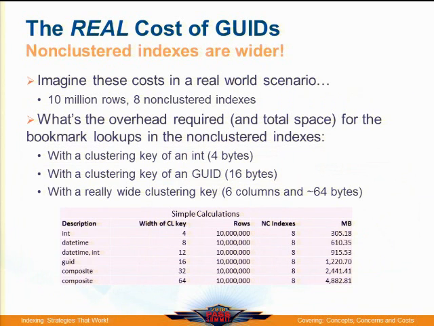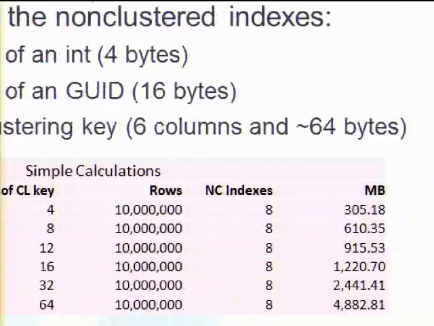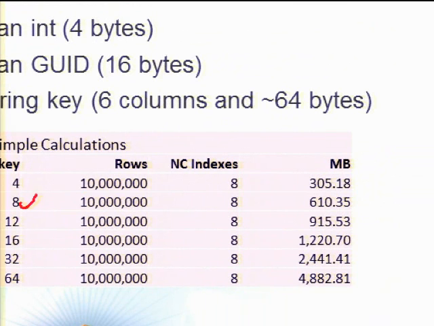I decided to do the simple math of what the cost would be solely in the lookup key value overhead if we had a 10 million row table with 8 non-clustered indexes. And then I decided to try different key sizes, starting with a 4-byte key, 10 million rows, 8 non-clustered indexes, about 300 meg would be used in overhead for the lookups. I know that those numbers are small, so let me bring it up a little bit higher. If I have an 8-byte key, it'd be 610. And of course, that's about double. That's pretty obvious, right? 12 bytes, 915. Again, fairly obvious.